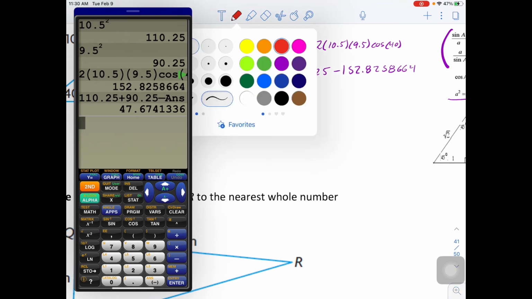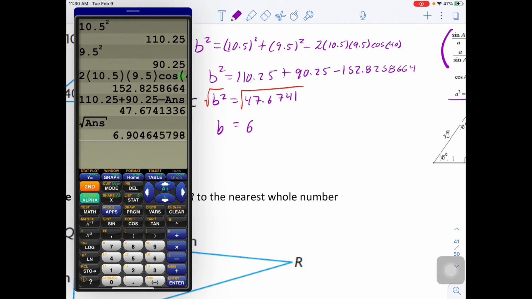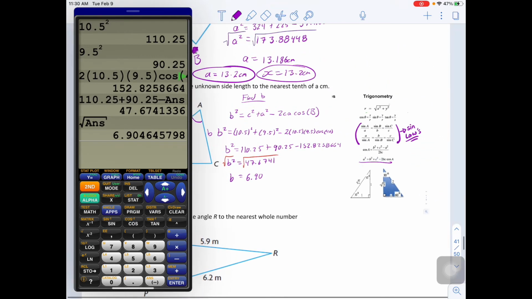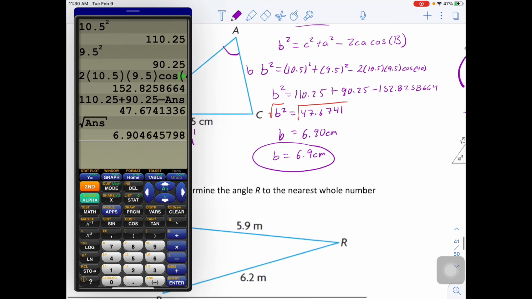Don't forget to square root. Everybody always forgets to square root. So I'm going to square root that answer. And that's going to give me 6.90. And we want to round to the nearest tenth of a centimeter. So I'm just going to round this to 6.9 centimeters. And there is your value of b.